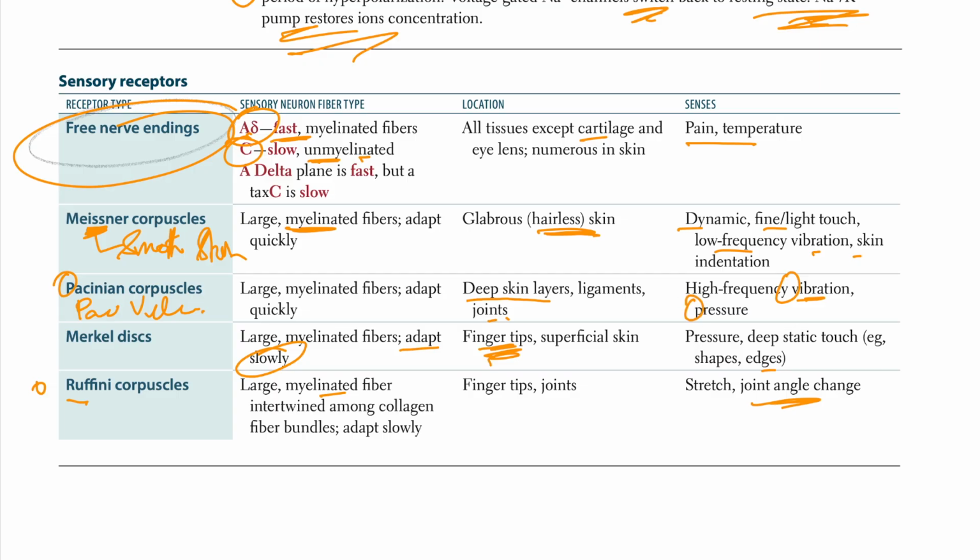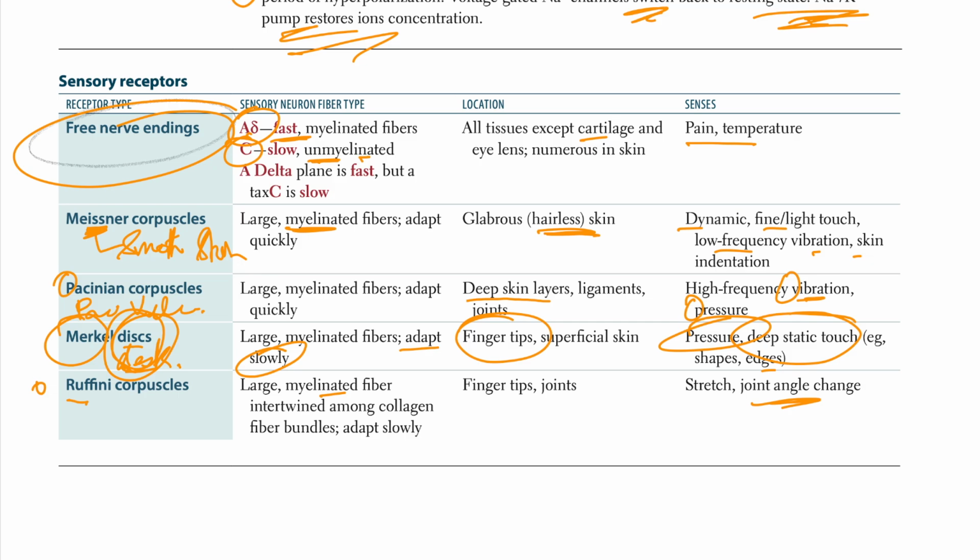Okay, Merkel's disc: instead of calling it disc, call it desk. When you are at the desk, you are always using your fingertips, typing, writing. So Merkel's desk: fingertips, with deep static touch and pressure.